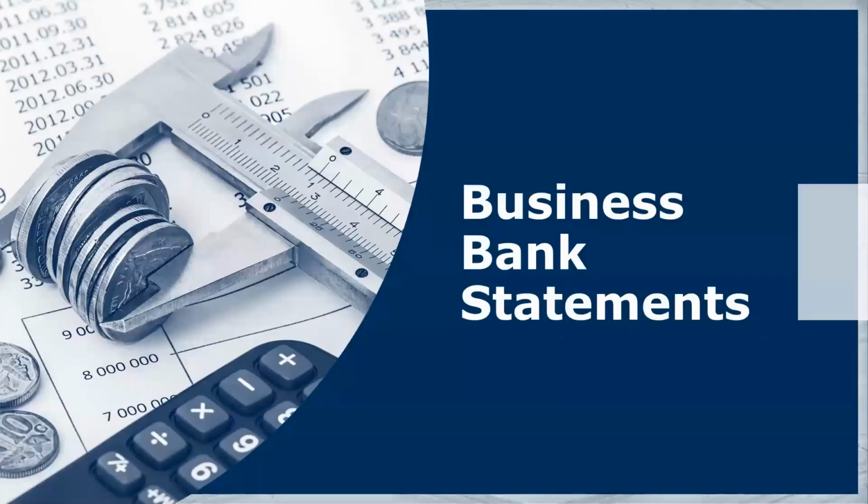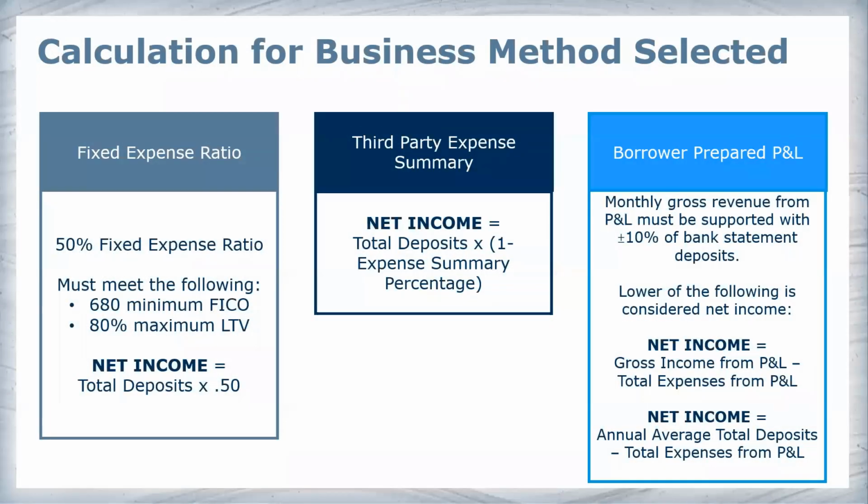So now let's go on and let's look at your business bank statements and the calculation methods that we can use for business bank statements. We talked about 3. So there's 3 ways to calculate income from your business bank statements. The first is your fixed expense ratio.